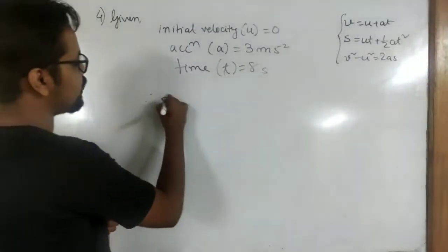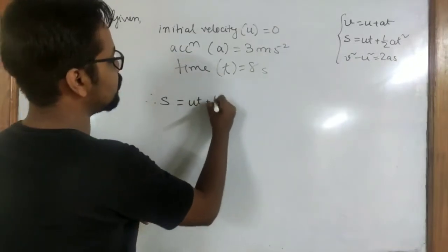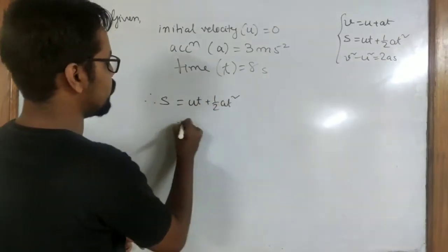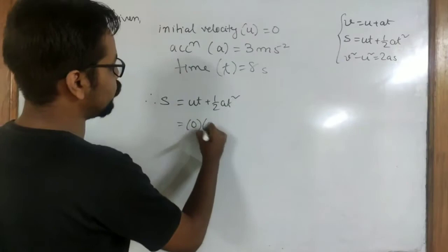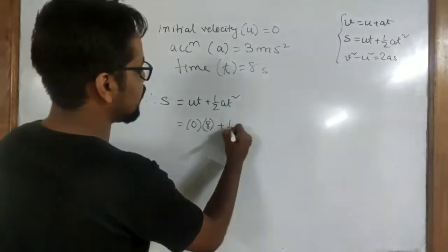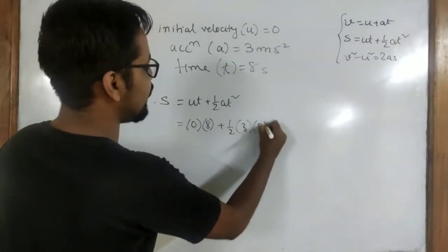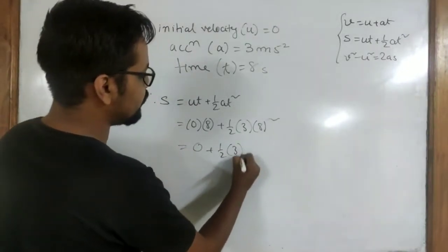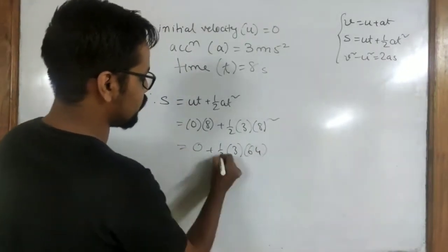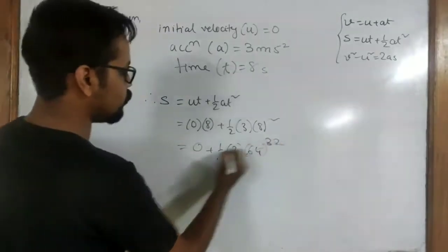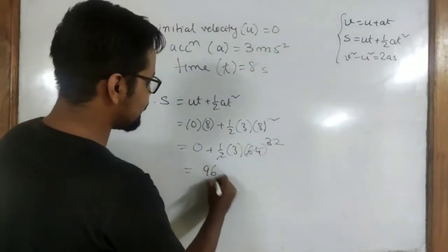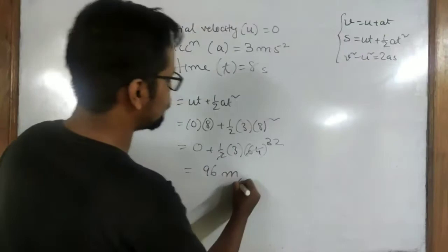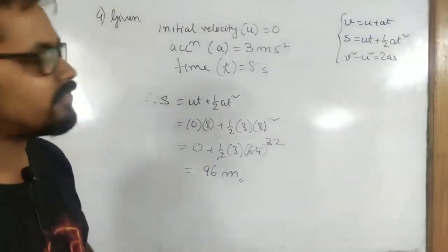So therefore s is equal to ut plus half at squared, where u is 0, it is given 0, t is 8, plus half into acceleration is 3 and 8 squared. So this will become 0 plus half into 3 into 8 square is 64. So if we cancel this out, 32 into 3 is 96. So it is going to be 96 meter. Distance travelled 96 meter. Very simple.